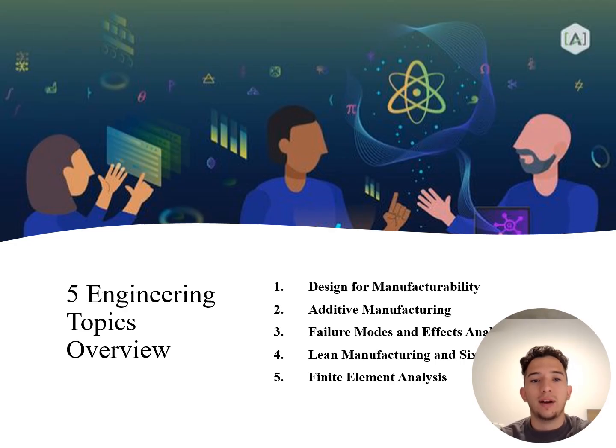That's why I've chosen these 5 engineering methods that I believe are fundamental to designing and manufacturing better products. First, we have design for manufacturability. Second is additive manufacturing or 3D printing. Third is failure modes and effects analysis, aka FMEA. Fourth is lean manufacturing and Six Sigma. And the fifth and final one is finite element analysis or FEA.